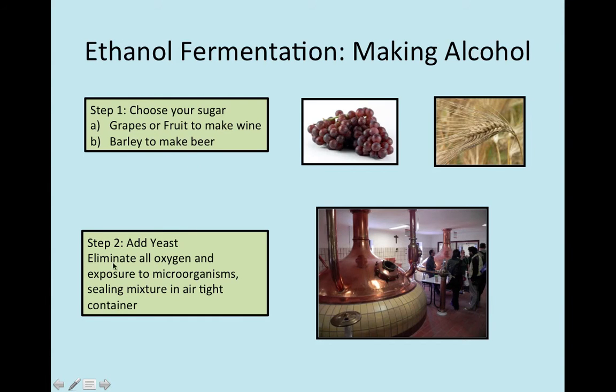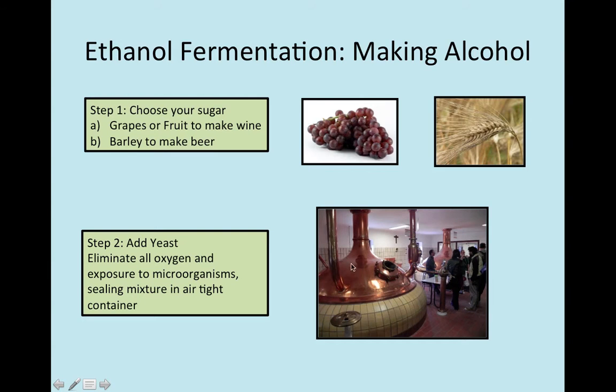Okay, now this is the key here, is that you have to eliminate all oxygen. Because if you have oxygen there, yeast are going to perform aerobic cellular respiration because they love aerobic. So they're going to use the oxygen and then convert the sugar into CO2 and H2O. Well, we don't want that. We want ethanol. We want alcohol. So we want yeast to go into anaerobic respiration. So we have to eliminate all of the oxygen from the vat.